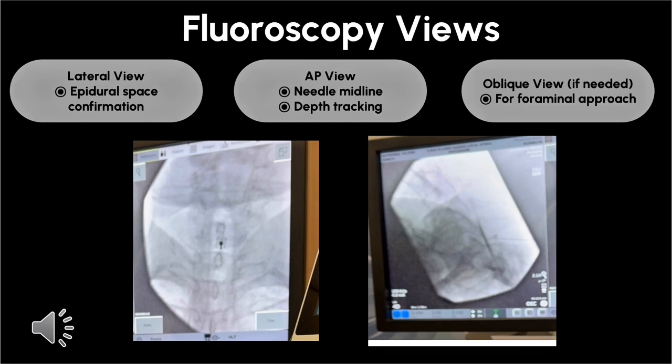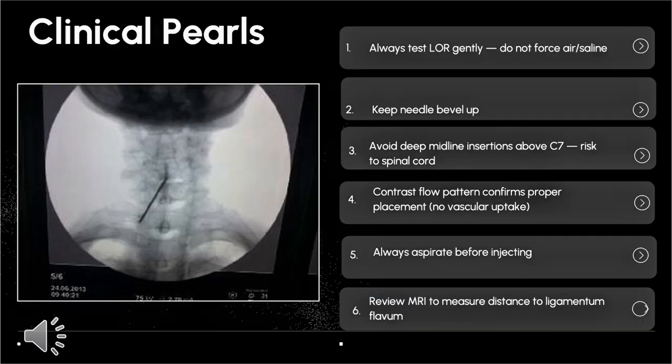AP shows your alignment. Lateral shows your depth. An epidurogram, by definition, is a lateral image. If you're unsure, the oblique can help, but remember, oblique angles distort depth. Always trust your lateral to avoid cord penetration.